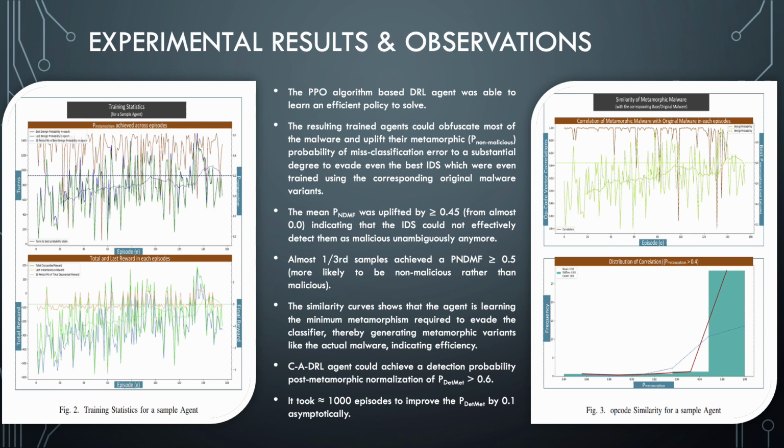Similarly, we also find very good results for the CADRL agents, and the CADRL agent was able to raise the detection probability of the metamorphic variants by more than 0.6. But one thing that should be noted is that because of the complexity of the CADRL task as compared to the ADRL, it requires a lot of training to actually get to this particular stage, and from there onwards it can still improve more, but the improvement is highly asymptotic, which means that you now require many more samples even just to create a difference of 0.1 in this particular detection probability.